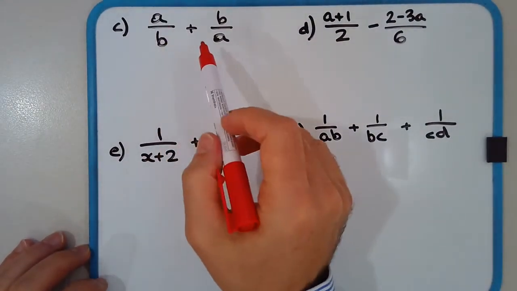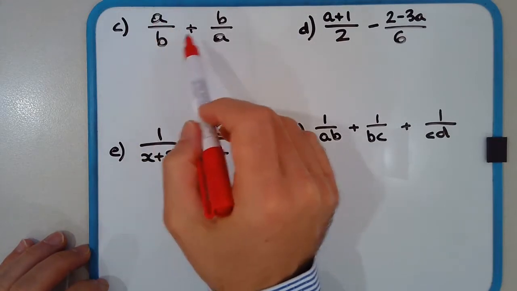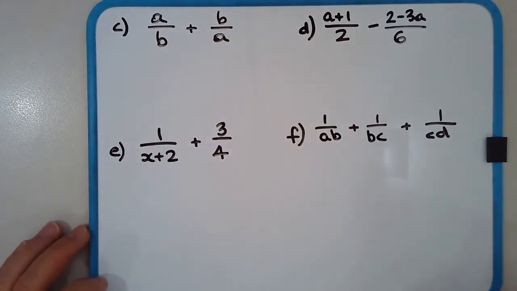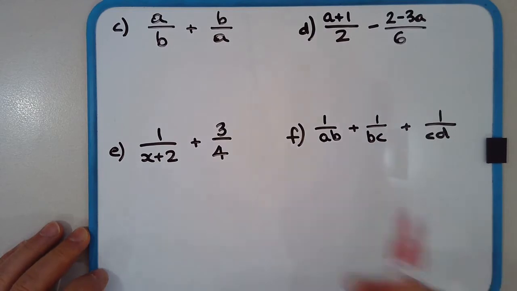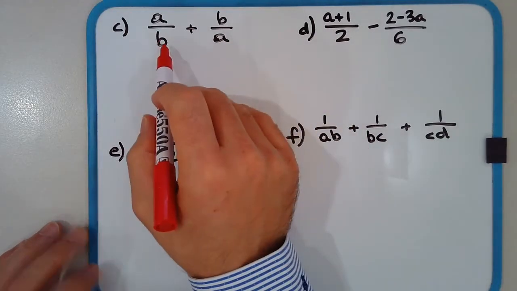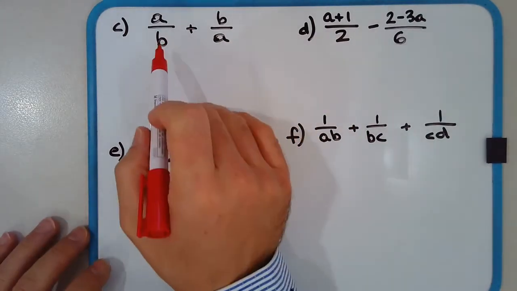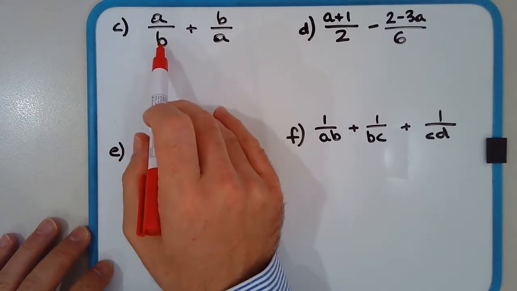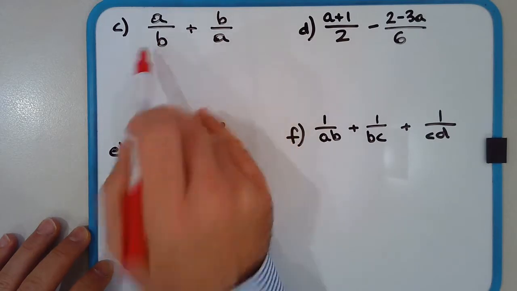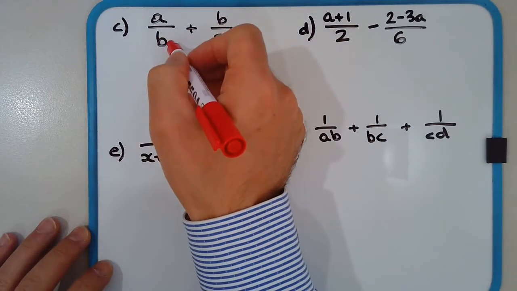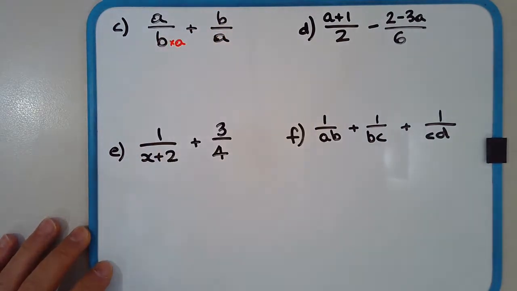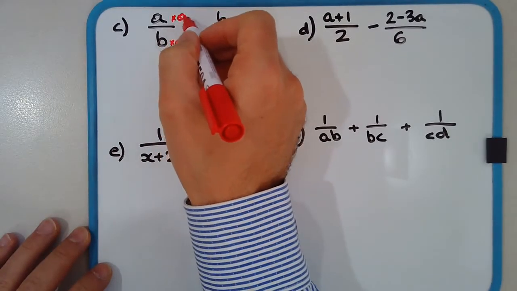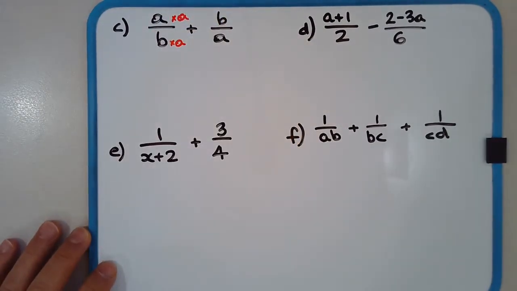a over b plus b over a. So I guess one strategy to look at here is to see what's missing in the denominator that you would like to see there. So with the first fraction, the denominator is b, but it'd be nice if we had an a there. Okay, so if you multiply the first fraction by a, top and bottom, so numerator, denominator by a, we would have an ab on the bottom.